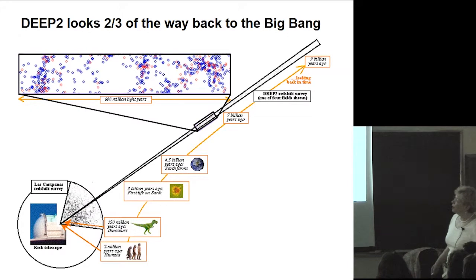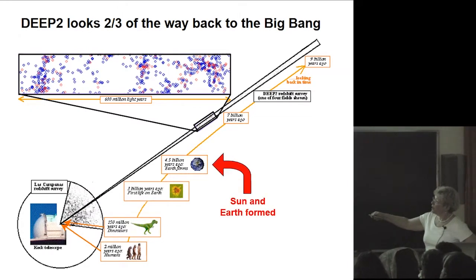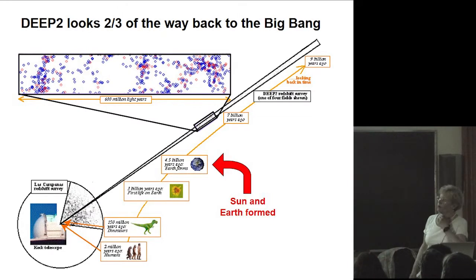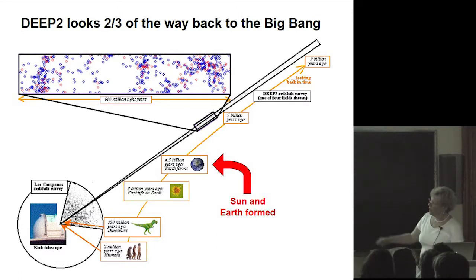So to make this more concrete, here we are at the Keck telescope looking out in space with the DEIMOS spectrograph along one small slice of distance. Here are a bunch of galaxies at different distances. Here are some actual times with events that we're familiar with.